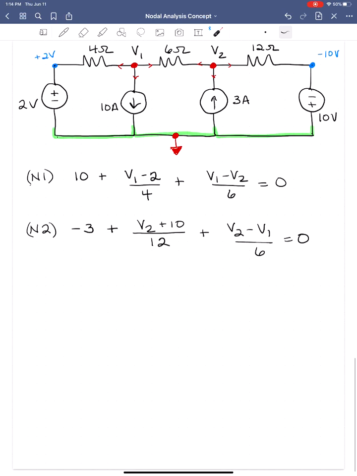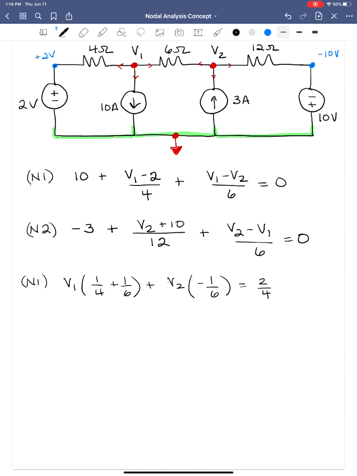All right, so two equations, two unknowns. Again, we will solve, and as I simplify, I collect terms. So I've got V1 times 1 over 4 plus 1 over 6 plus V2 times minus 1 over 6. And then I move all the constants over to the right-hand side, which in this case is going to be 2 over 4 minus 10.